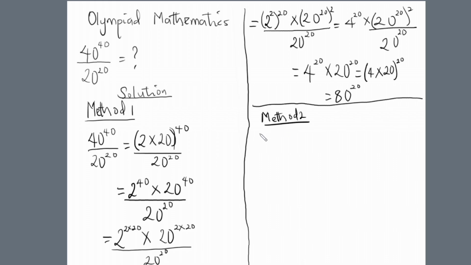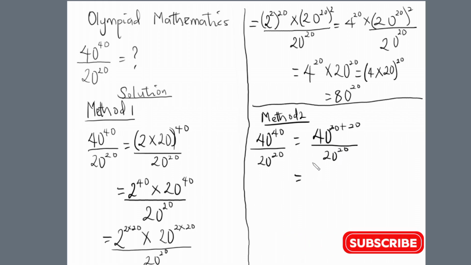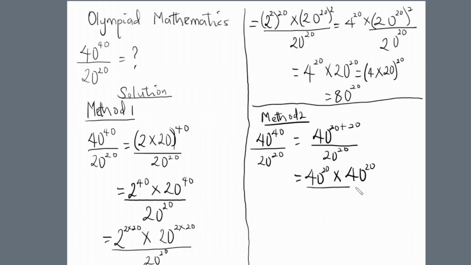Now, I can also rewrite it like this: 40 to the power of 40 divided by 20 to the power of 20 is the same thing as 40 to the power of 20 plus 20, because 40 is the same thing as 20 plus 20, right? And then we have divided by 20 to the power of 20. By the laws of indices, when we have addition in the power, we can multiply the base this way: 40 to the power of 20 for the first, and then times 40 to the power of 20 for the second, divided by 20 to the power of 20.